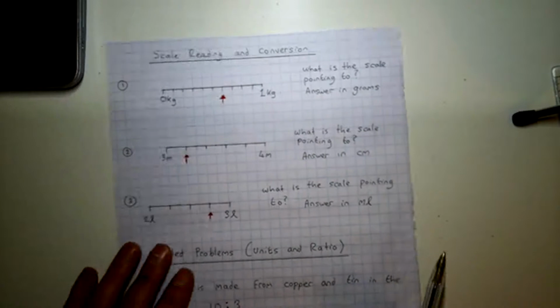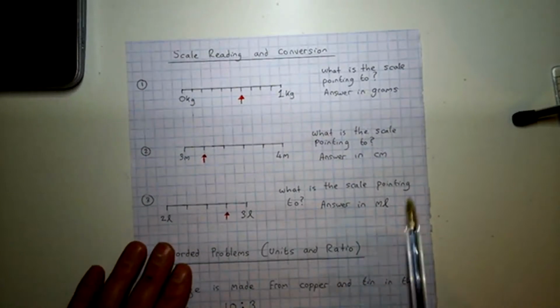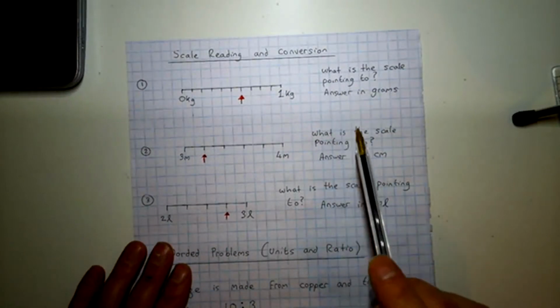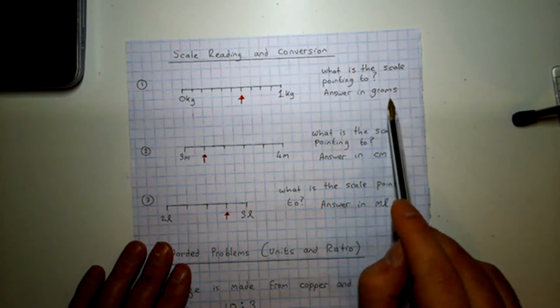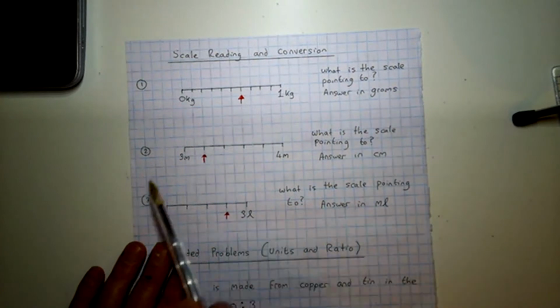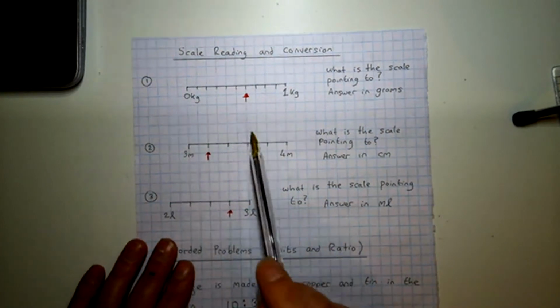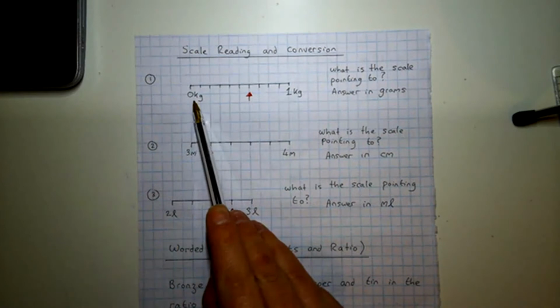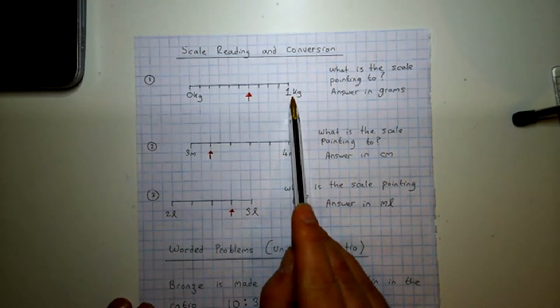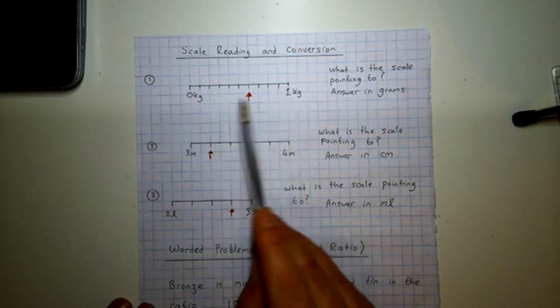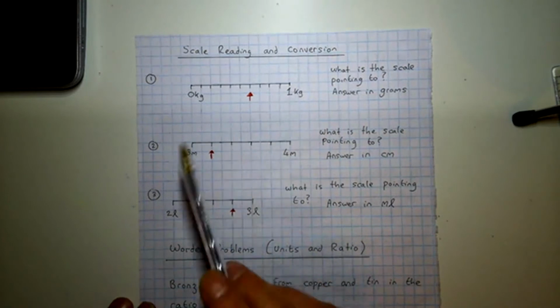Okay. If we have a look at some scales, reading scales, we want to know what the arrow is pointing to, and we want our answer in grams. Now the scale's in kilograms and it hasn't got all the numbers filled in. It tells us that this is 0 and that this is 1. And it doesn't tell us how much is in between. So what we've got to do is figure that out.